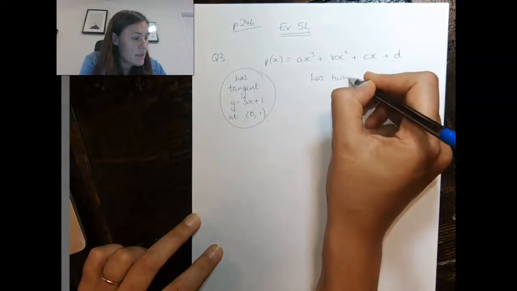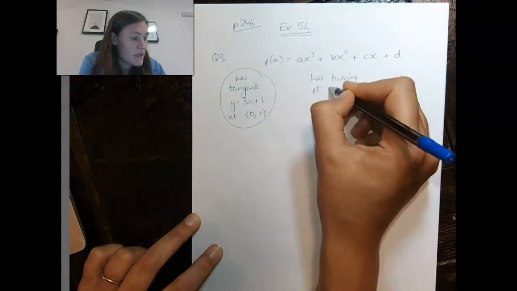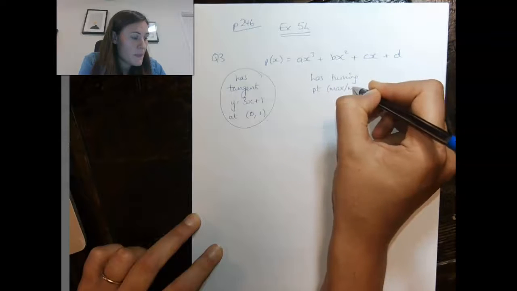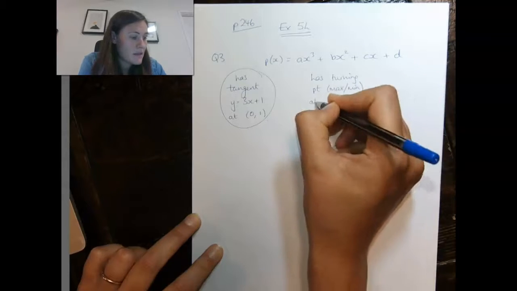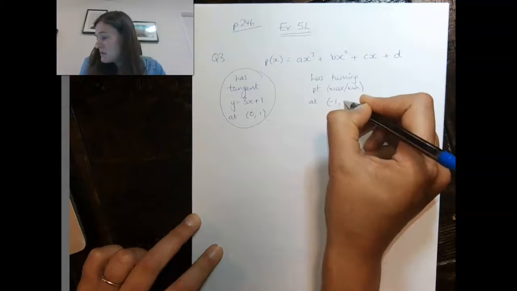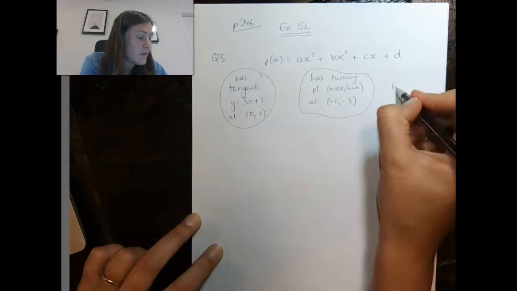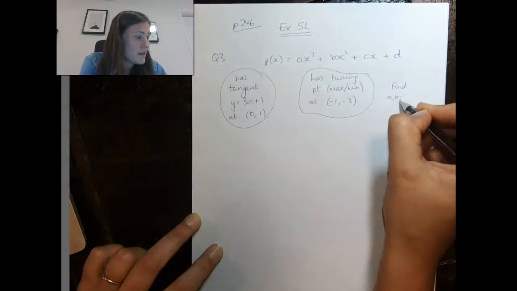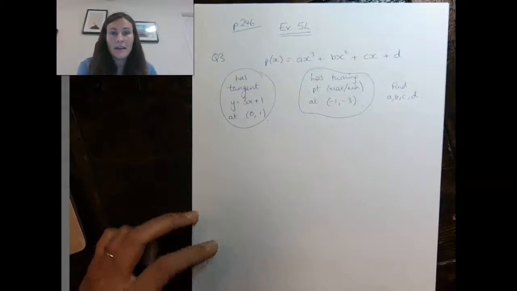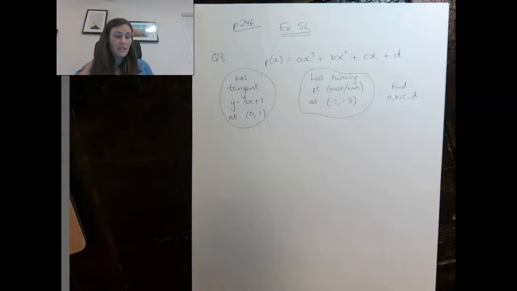Okay, so it has a turning point. So remember that a turning point is a max or a minimum at -1, -3. And we have to find A, B, C, and D from that information. Okay, where on earth do we start with this question?